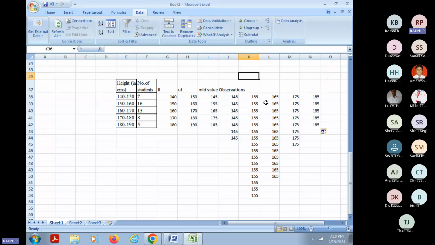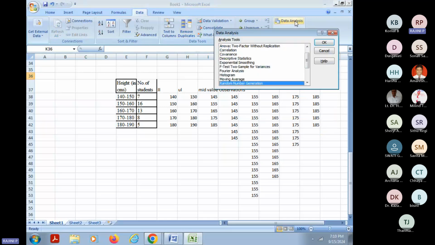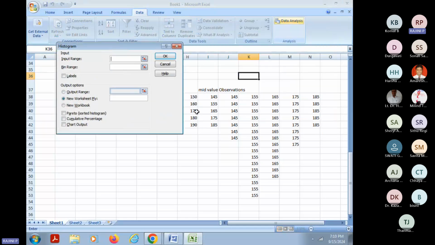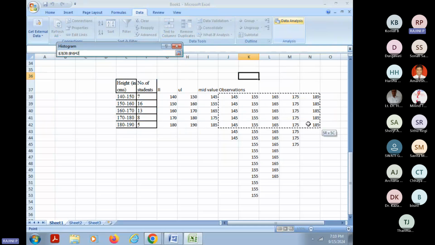So how can we go for the histogram? Go to the data tab and data analysis. In data analysis, you can see histogram. It asks for the input range. Input range means the observations you typed. Select all the values.